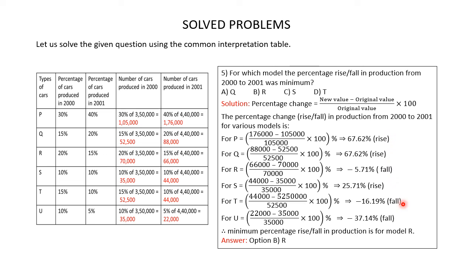Now, from all these values, you can see that the minimum percentage rise or fall in production is for model R. So the correct answer is option B, R.